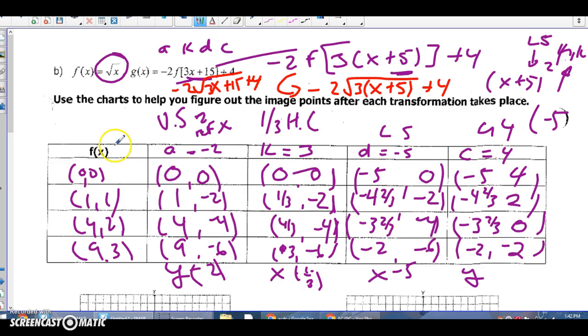If I have a series of points, get the series of points. Like, later on we do something that looks like this. Get the coordinates of the points, and then just transfer them with A, K, D, and C.